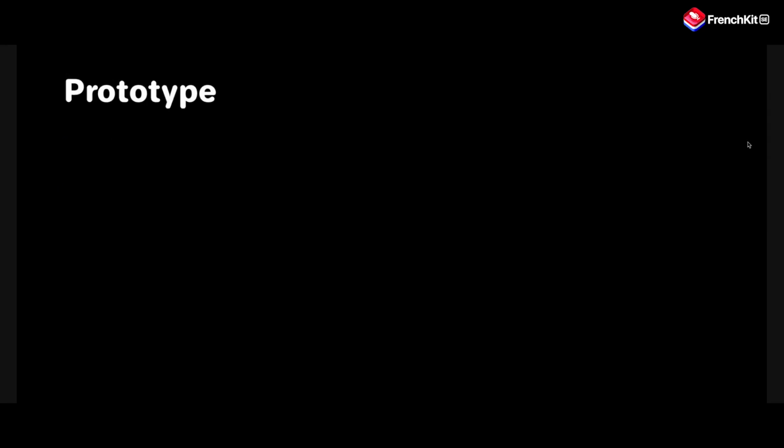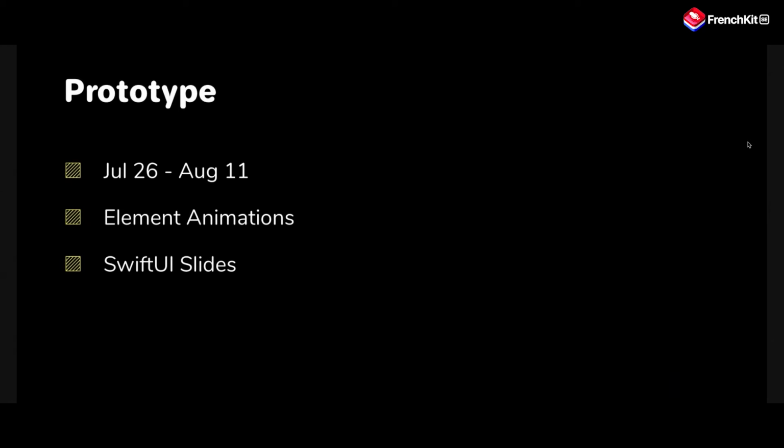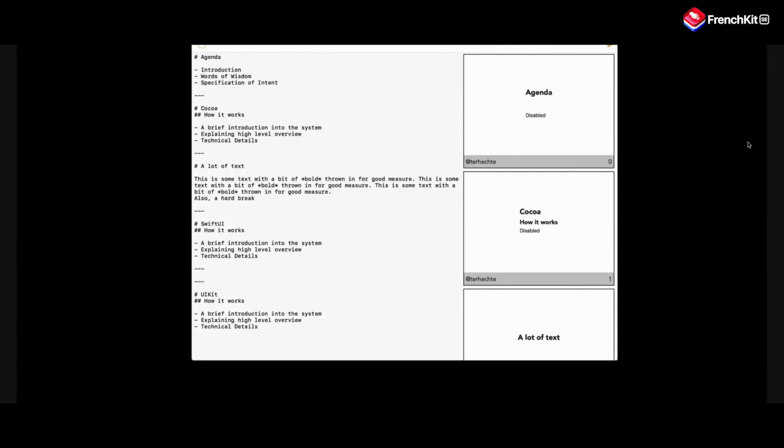So I set out last year from July to August to build a prototype over 2 weeks. And this is something, if you decide to do a project on your own, always start with a prototype. It's great. I had element animations, I had SwiftUI slides, I had a custom Markdown parser to see if what I want to do with my custom Markdown syntax, if all that works. And that was great. This is a picture of the prototype after 2 weeks. So on the left side I have the Markdown, on the right side I have the slides.